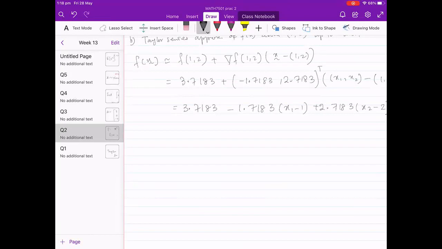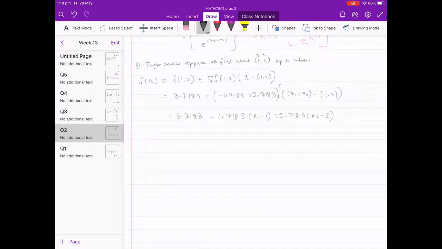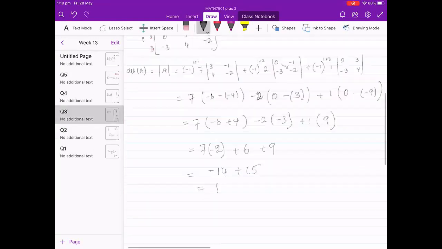Okay, any questions? No? Question 3 is about, you guys have the questions with you, right? I just shared it in the chat. Have a look at the questions. Question 3 is about the 3 by 3 matrix determinant.